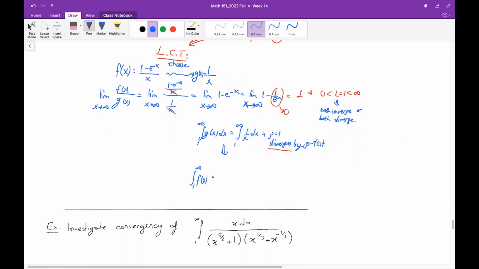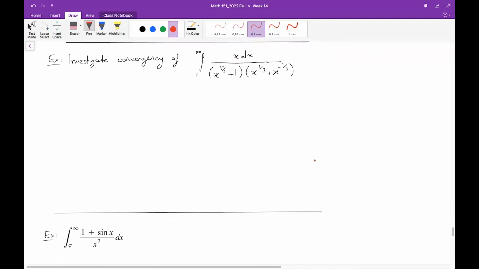The integral from 1 to infinity of f of x dx, which is our original question, also diverges by which test? By the limit comparison test, okay? So from this line to the last line, we use the conclusion of the limit comparison test, okay? So they both converge or both diverge.